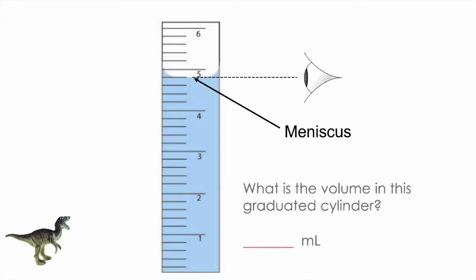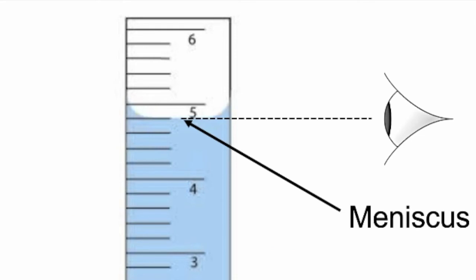Then record the volume. What is the volume in this graduated cylinder? Pause the video and see if you can figure that out. We see that the markings on this cylinder are in increments of 0.2. If we take a look at the marking where the 4 is, the line above that is 4.2, then 4.4, then we have 4.6 and 4.8. So this is going to be 4.8 milliliters.